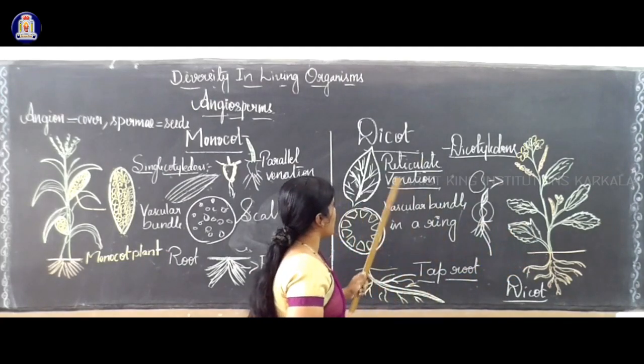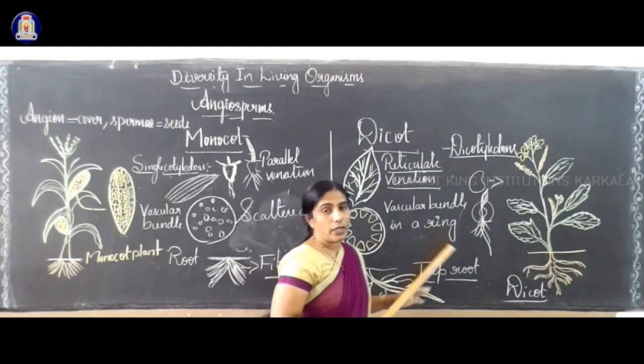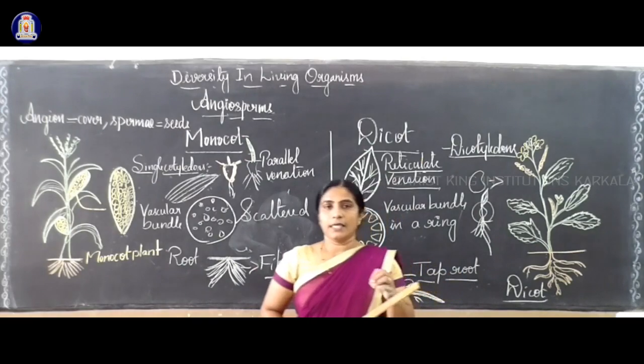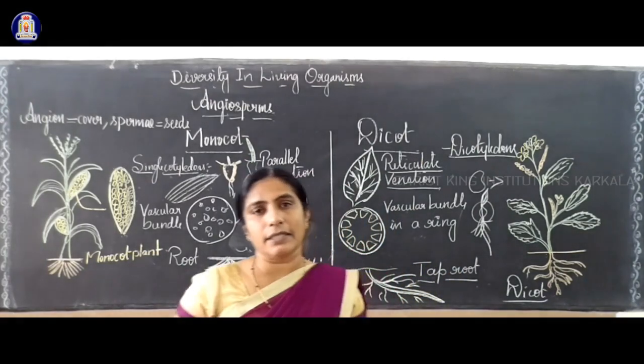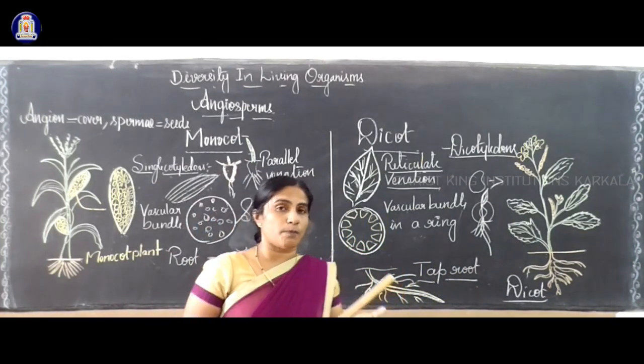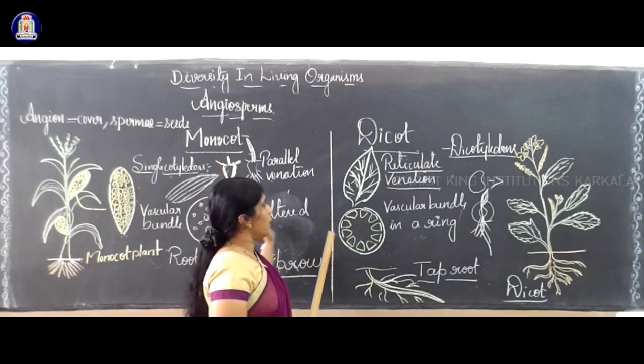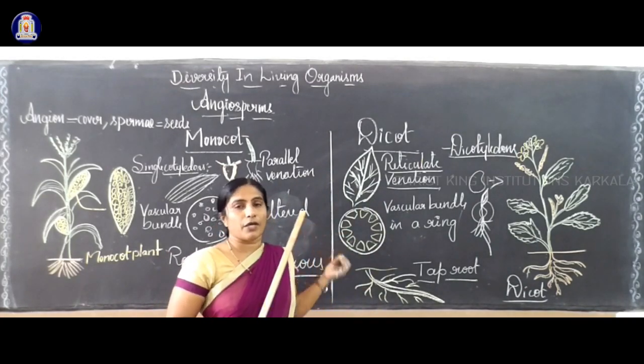So how is it dicot? You have to observe any plant. Pluck and observe a grass plant, a hibiscus plant and a rose plant. Compare both. You can learn the entire topic within 5 minutes.